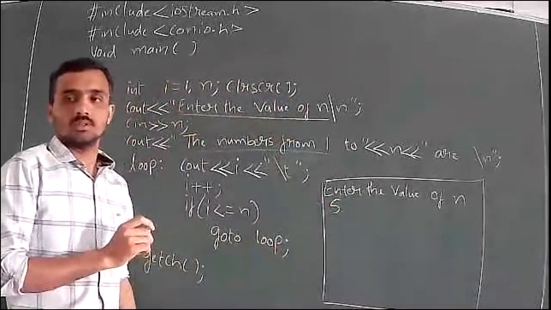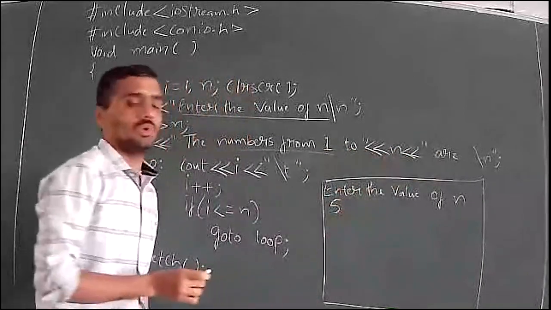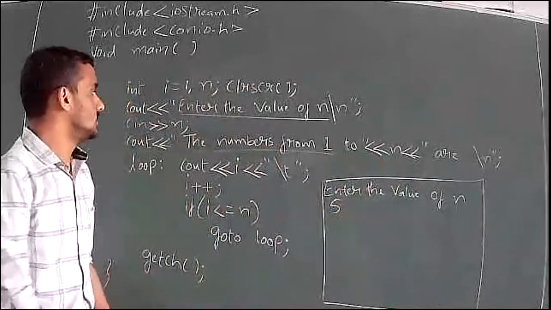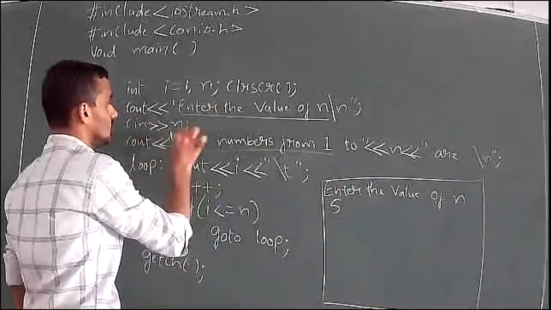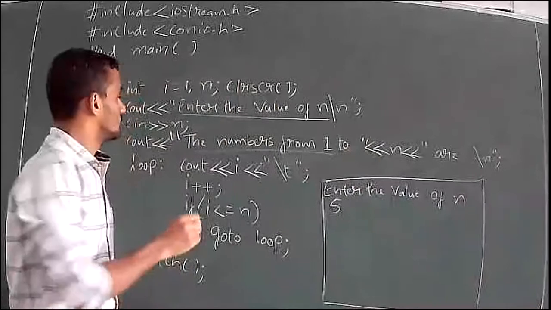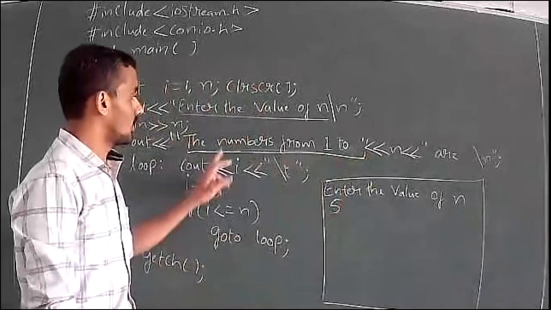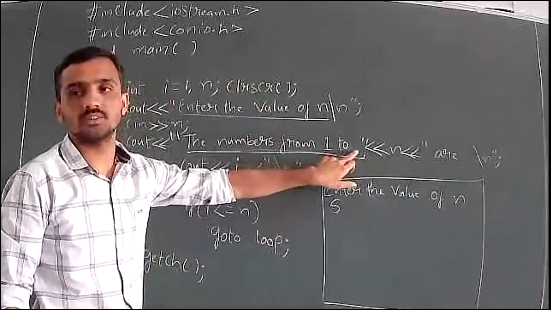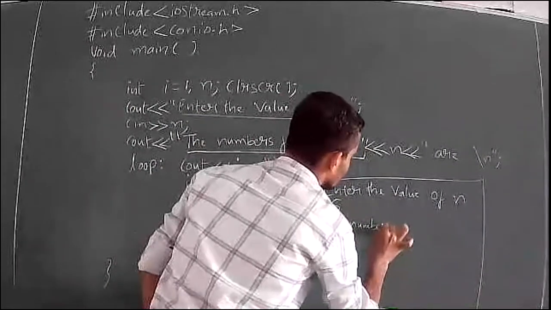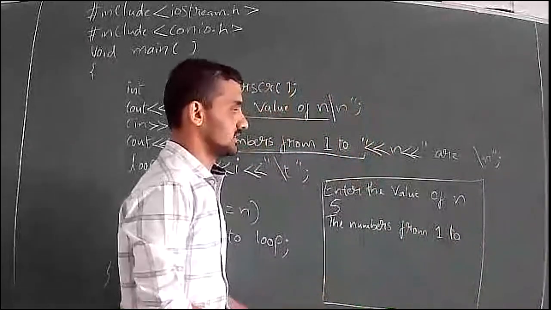Just look at the next message: the numbers from 1 to n are. Look at how I have written this printf statement, and understand this particular statement. Whatever you write within the double quotes, including blank spaces, is printed as it is. So it prints "The numbers from 1 to" with one space, as it is.